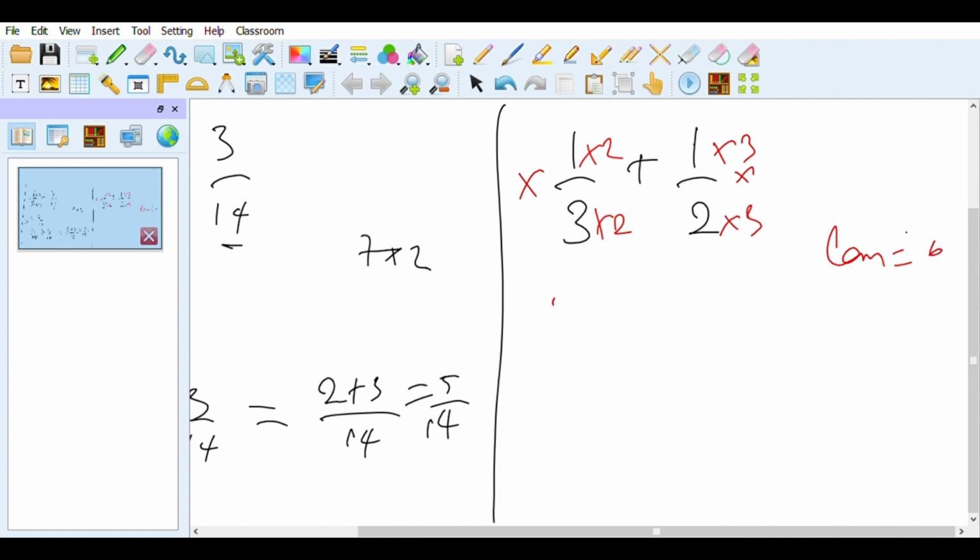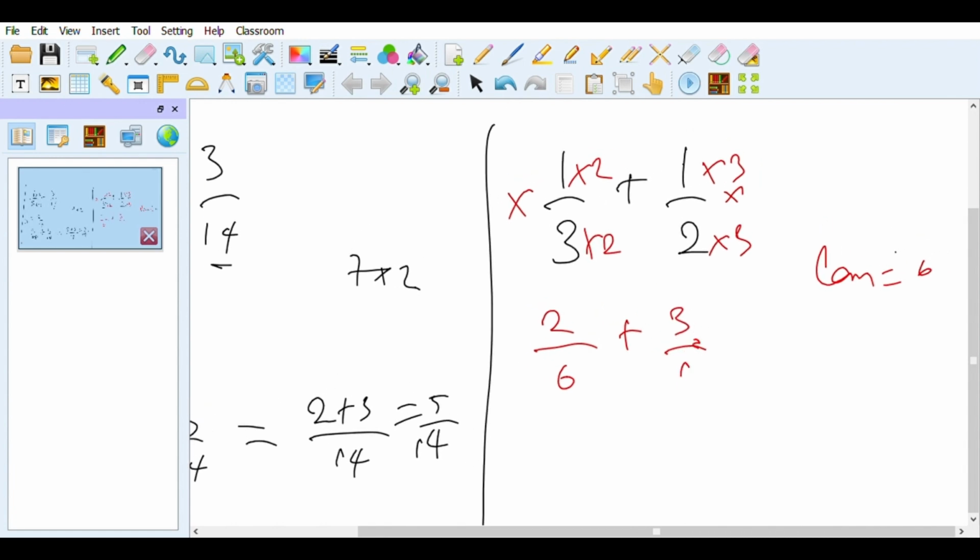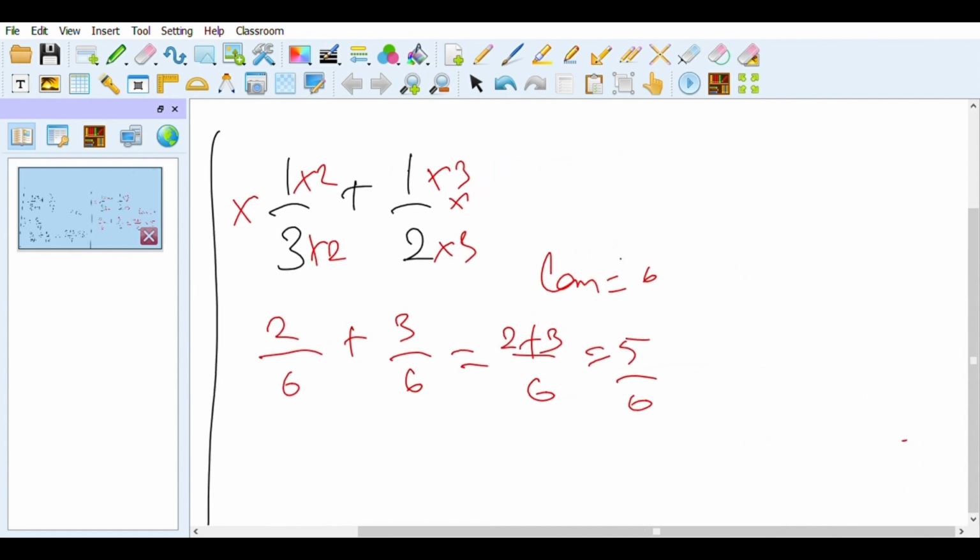So what do we have? 1 times 2 is 2, 3 times 2 is 6, and then plus 1 times 3 is 3, 2 times 3 is 6. What do you notice again? We have the same denominators. So we pick one of the denominators and then add the numerators the way they are. 2 plus 3 is 5 all over 6. Okay, so 1 over 3 plus 1 over 2 gives us 5 over 6. So this is very good, writing equivalent fractions.